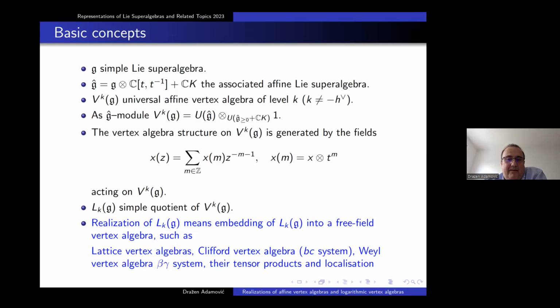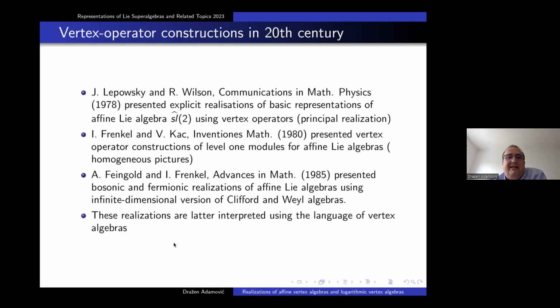And what happened in the 20th century, in the last century? So we know that vertex algebra started somehow around 1980, and the axiomatic theory started in 1988 or so. So people studied this vertex operator realization without the theory of vertex operator algebras. So this was Lepowsky-Wilson.